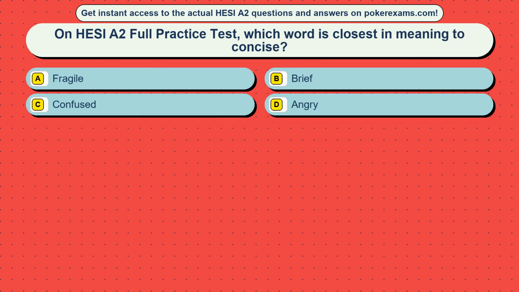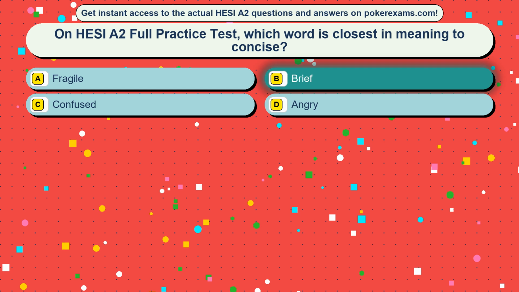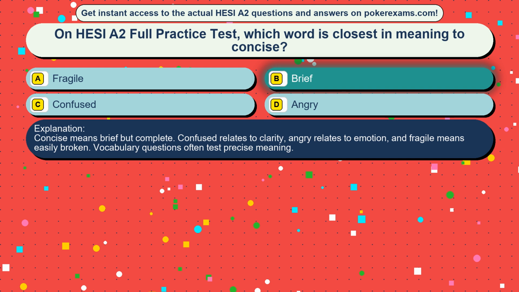Question 4. On HESI A2 full practice test, which word is closest in meaning to concise? Option A fragile, option B brief, option C confused, option D angry. The correct answer is option B, brief. Concise means brief but complete. Confused relates to clarity, angry relates to emotion, and fragile means easily broken. Vocabulary questions often test precise meaning.